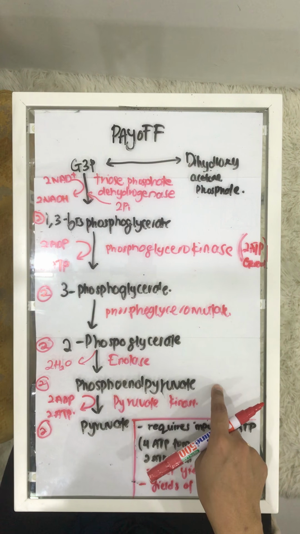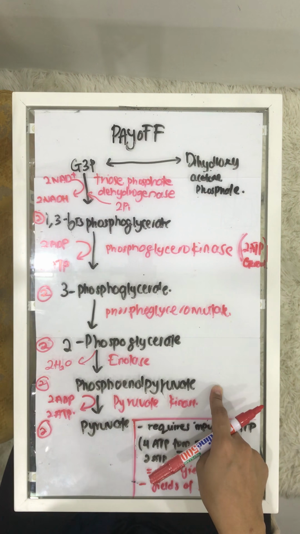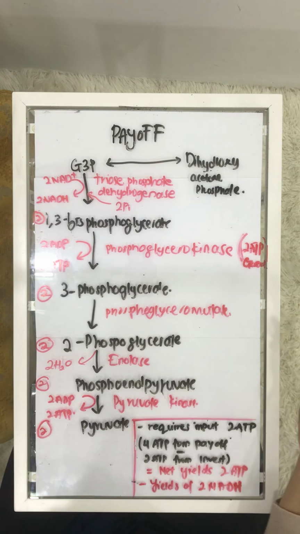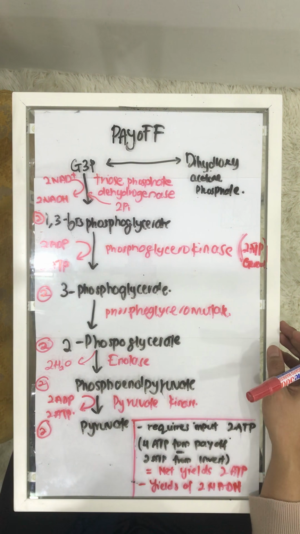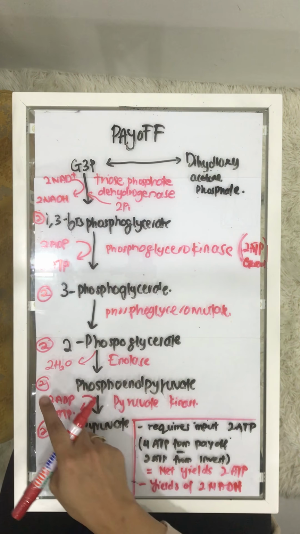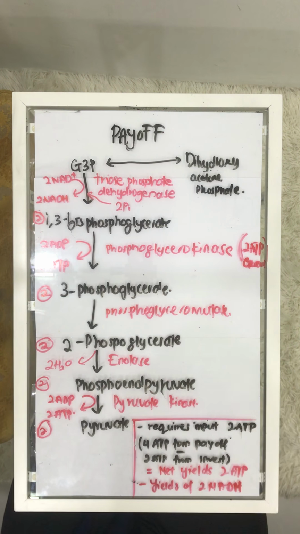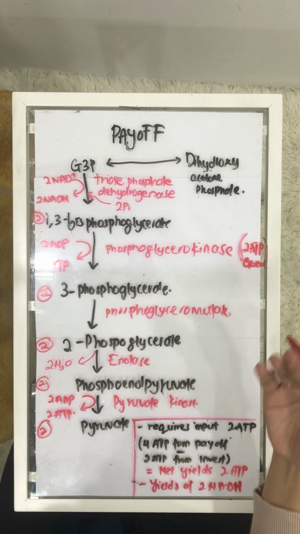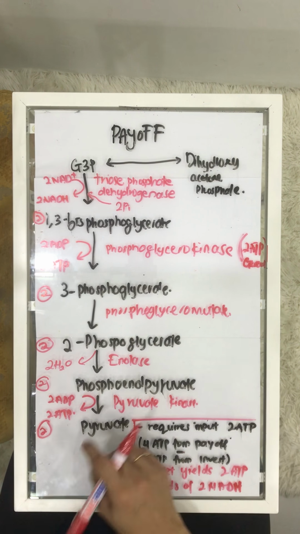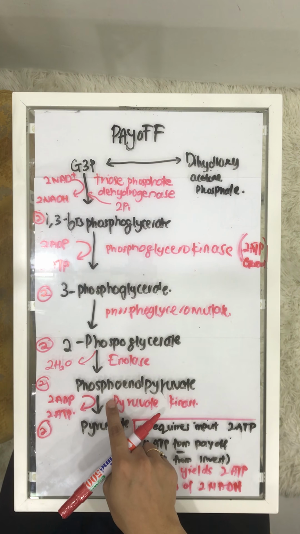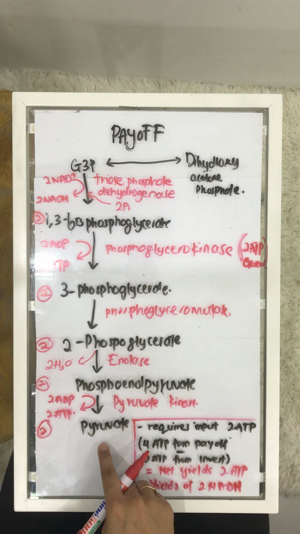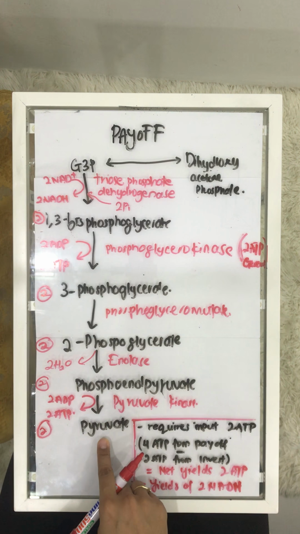And 2-phosphoglycerate is converted into phosphoenolpyruvate with the help of the catalyzing enzyme enolase, and there will be the removal of a water molecule, two water molecules, because as I said before, this reaction happened twice. And phosphoenolpyruvate is converted into pyruvate, which is the last product in glycolysis.